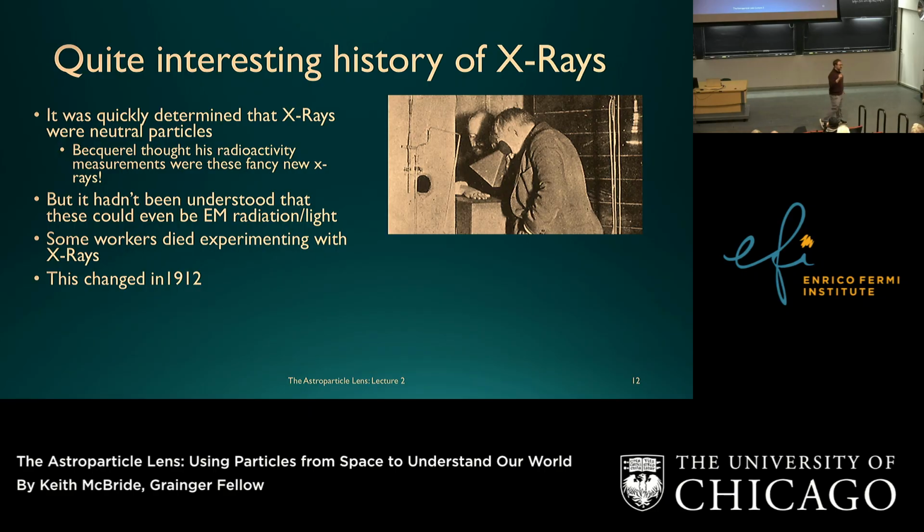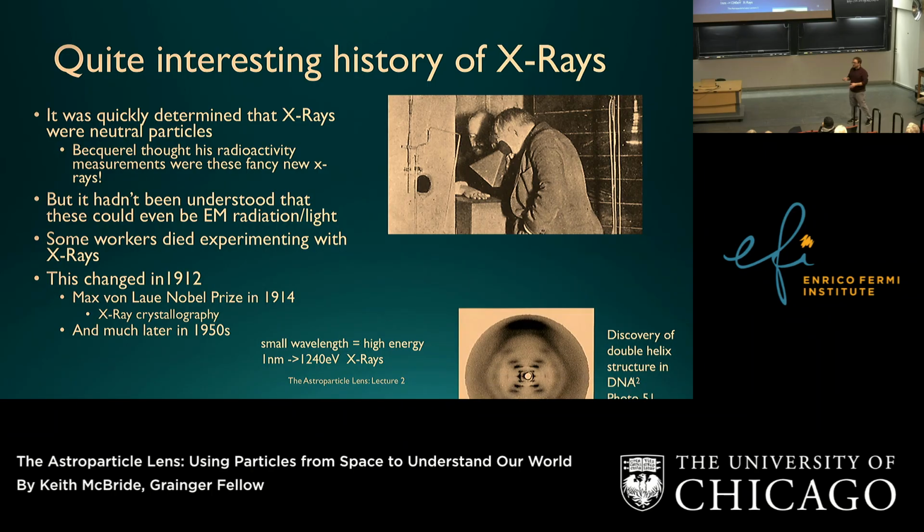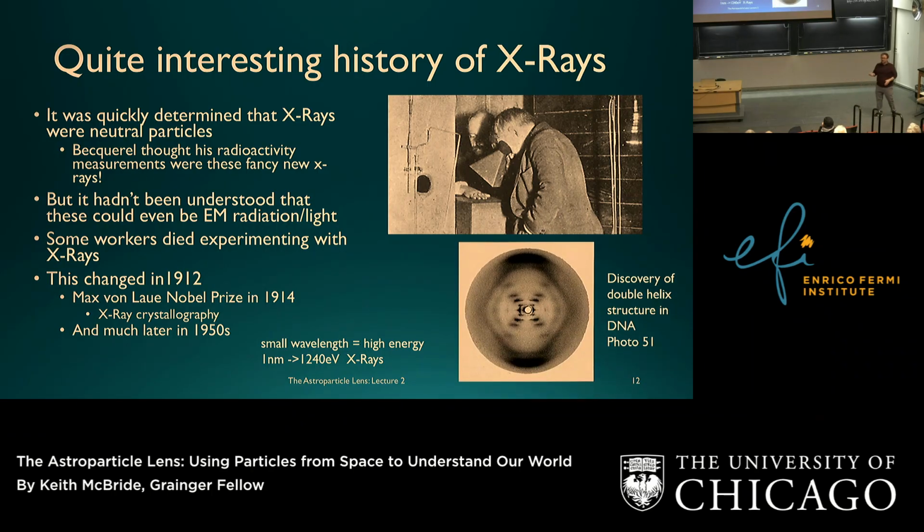This changed, though, in 1912 when it was finally discovered that these X-rays are actually part of the electromagnetic spectrum. They're the same kind of thing. They're waves like visible light is. And this was discovered by, and awarded a Nobel Prize to, Max von Laue in 1914, where we used X-rays to image the structure of crystals. And later it was even used in the 1950s to figure out the structure of DNA.